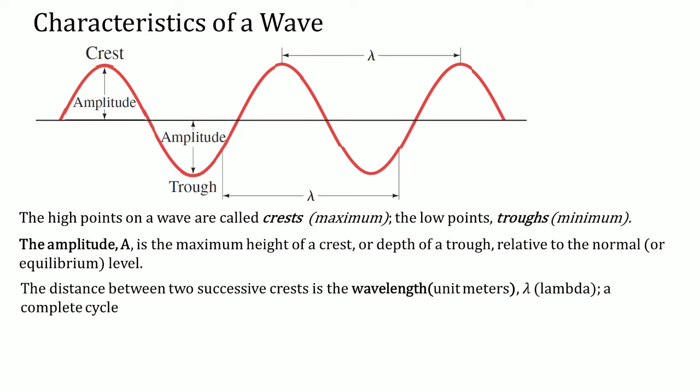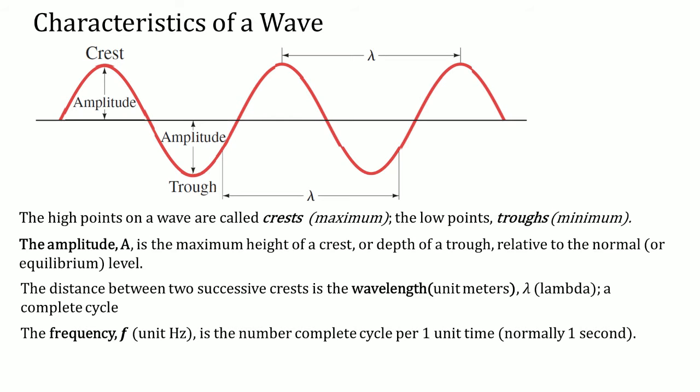The distance between two consecutive crests or two consecutive troughs is going to be considered a wavelength. That is going to be written with that Greek letter called lambda, and that represents a complete cycle. So on top there, when you see it from this crest to this crest, that is the graph of a cosine wave.